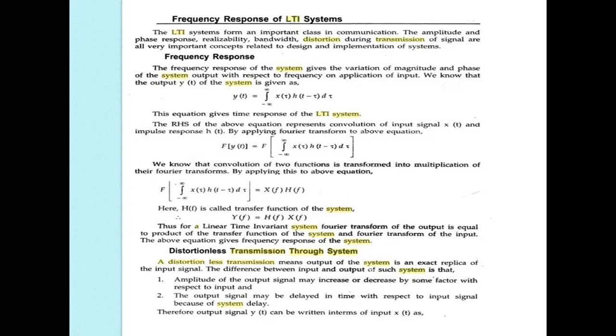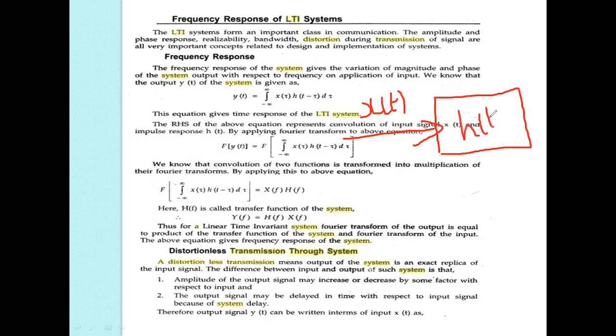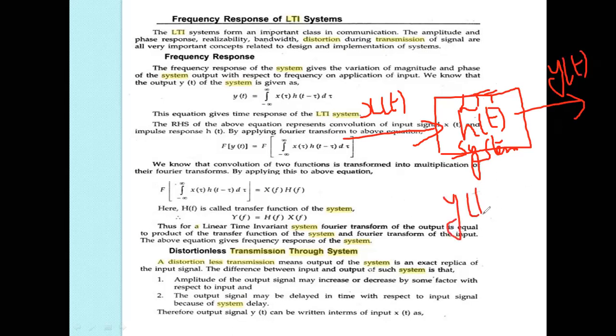Okay, friends. So actually the block diagram looks like this. The x of t is the input signal, and h of t is the system, which is a linear time invariant system, getting the response y of t. What is y of t here? It is x of t convolved with h of t.